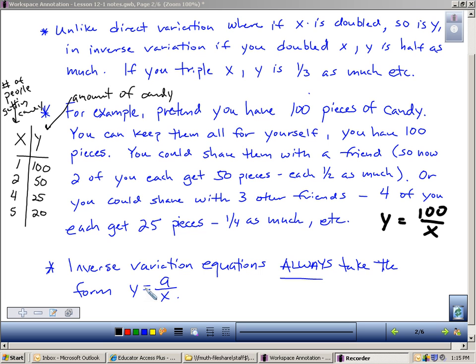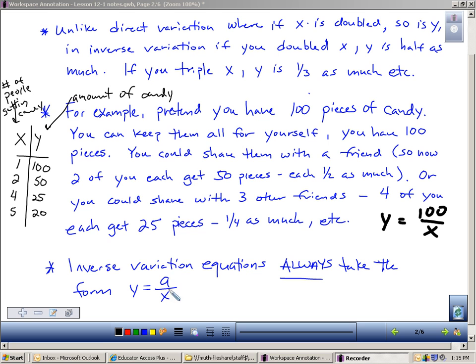And all we have to do to write an inverse variation equation, it always is going to take this form. It's going to be Y equals A over X. Now, A is that number that we always get when we multiply these out, 100. As I showed you, 1 times 100 is 100, 2 times 50 is 100, and so on. I kept on getting 100. My equation is Y equals 100 over X. Let's see if that works. If 2 people share the candy, X is 2, 100 divided by 2 is 50, just like my table said. If 5 people share the candy, 100 divided by 5 is 20. So there is my equation.